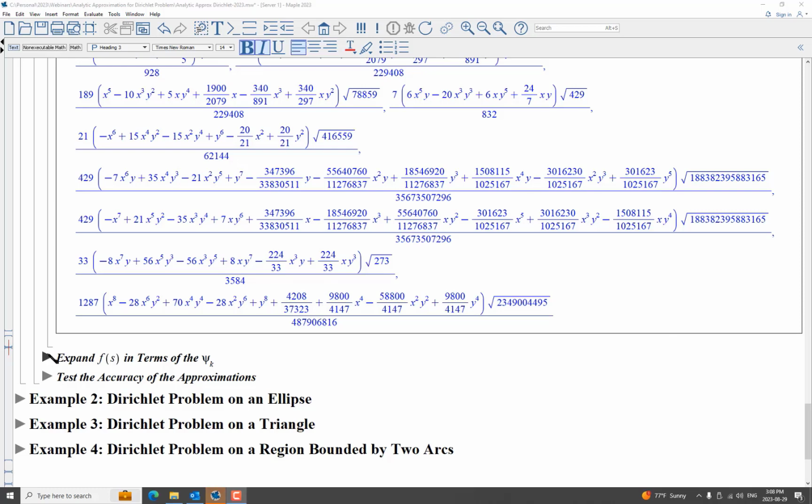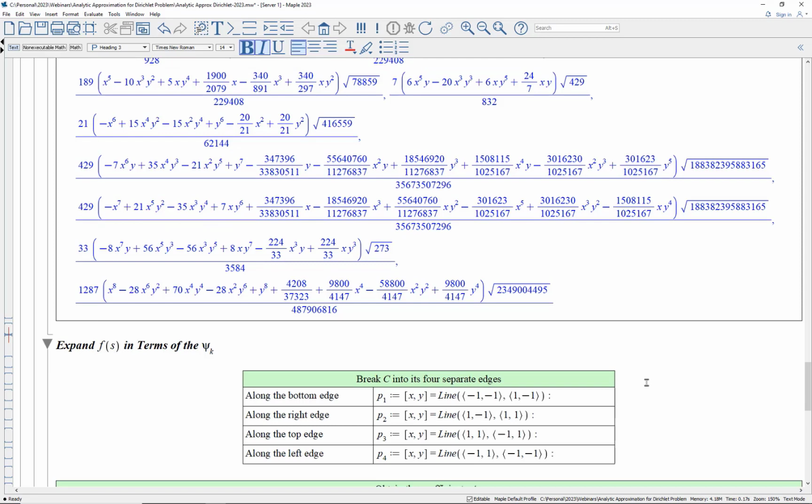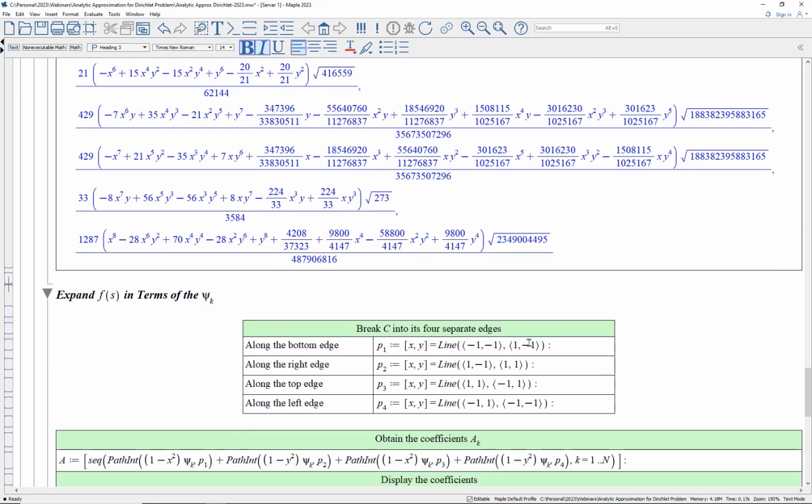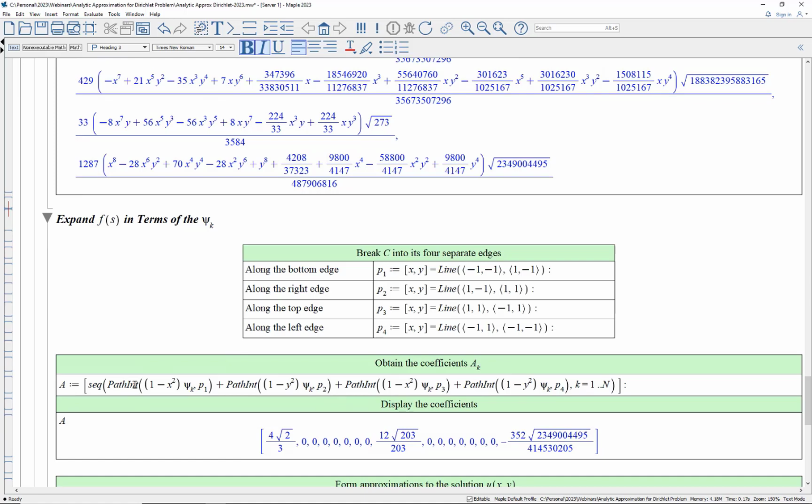So the next step is to expand the boundary data in terms of these functions psi k. Well, we now need to break the contour into its 4 separate pieces. So I define these pieces that the path int command will understand. A line between these 2 points, these 2 points, these 2 points, these 2 points. Those are the 4 edges of the square. So we need to do a path integral of the boundary function with the psi k along that edge, that edge, that edge, that edge, and there are 4 edges, so you have this sum.